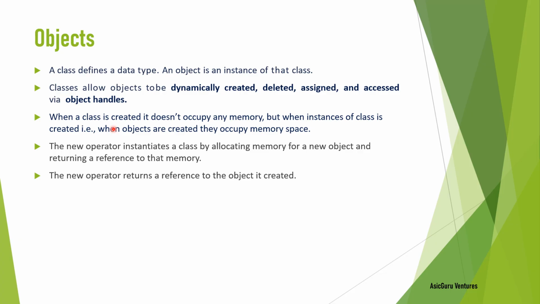Also, please note that when you define a class, it doesn't take any memory. Only when you actually create an object from the class, the memory gets allocated. And this allocation is done using the new operator, which creates the object and returns a reference, that is a pointer to the newly allocated memory. So whenever you use the new keyword, you are dynamically creating an object and getting back its handle to work with.